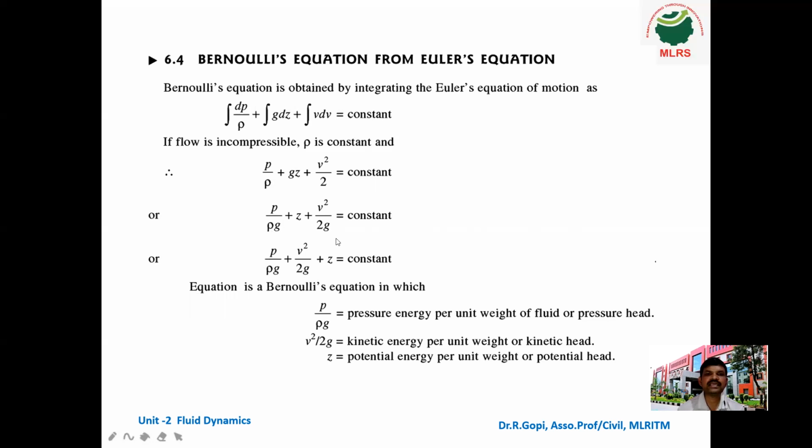So again I am rewriting this equation like this. Just the order is changed. This V square by 2G comes to second position and this Z will come to third position. So the final Bernoulli's equation is this one: P divided by rho G plus V square divided by 2G plus Z. P divided by rho G is nothing but the pressure energy or pressure head, and V square by 2G is nothing but the kinetic energy or velocity head, and Z is nothing but potential energy or potential head or datum head.